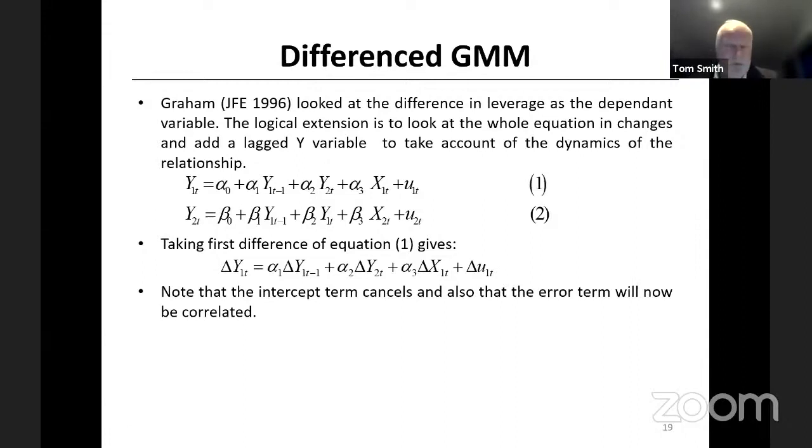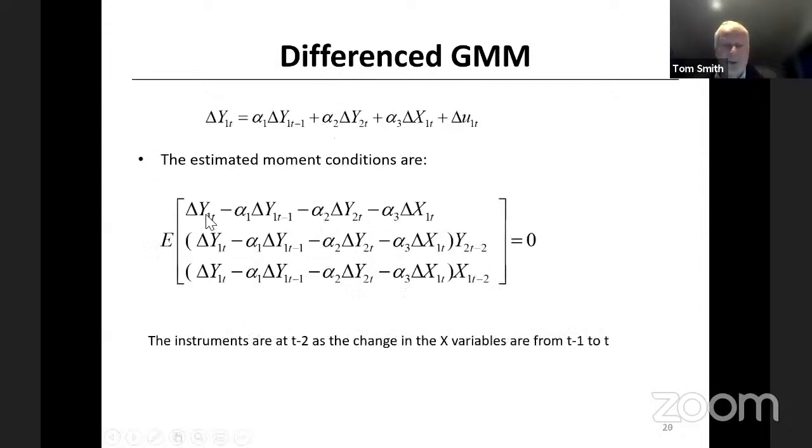So this is one of the very first instances where people looked at difference GMM. In doing difference GMM, you'd have the equations in changes, and then you'd instrument with lagged values of the levels. So you have the change in the debt and the tax rate, and then you'd have that equation times lagged levels, lagged levels of y, and so on. The instruments are at t minus 2, as the change in the x's is from t minus 1 to t.